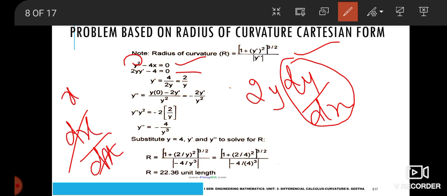From this equation we can frame y dash equal to 4 by 2y. We can cancel these two terms. So we are getting y dash equal to 2 by y.